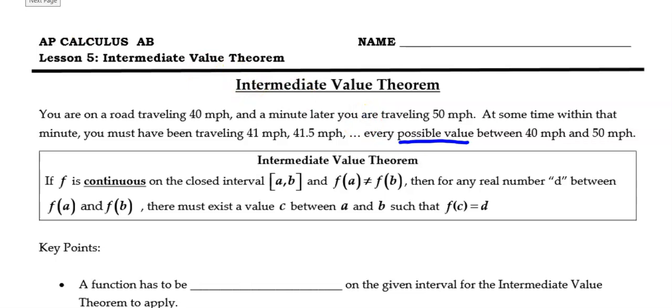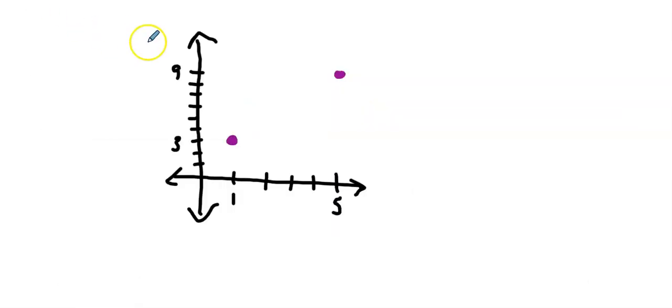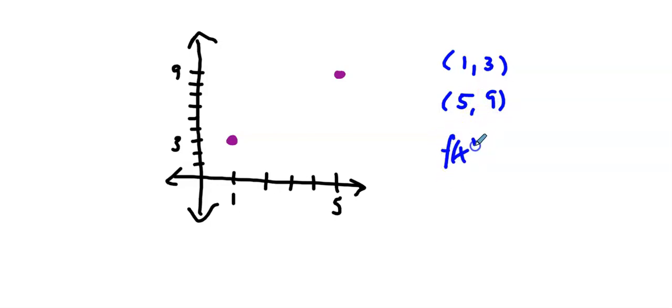Let's look at another example. So here in this example, I've got a function that I need to fill in, and it's going to go through the point (1, 3), and it's going to go through the point (5, 9). I'm also telling you that this function f of x is going to be continuous on this interval, the interval from 1 to 5. So what I want you to do here is just visualize that I can draw many different ways to connect these 2 points, right? I want a function that is continuous from 1 through 5.